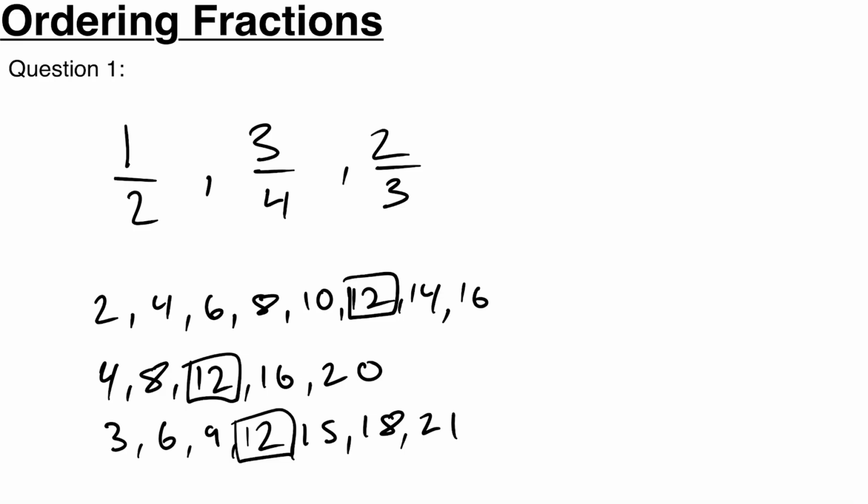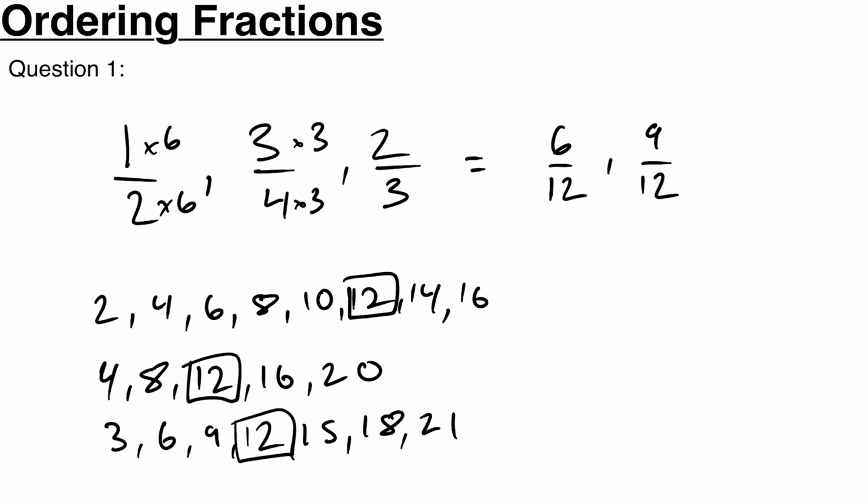Well, for 1 over 2, we need to multiply 2 by 6 to make it 12. And then what we do to the bottom, we have to do to the top to make sure it's equivalent. And so that's going to give us 6 over 12. And then for 3 over 4, we need to multiply 4 by 3 to get 12. And then what we do to the bottom, we have to do to the top. So we multiply the numerator of 3 by 3 as well. And so that's going to give us 9 for the numerator and 12 for the denominator.